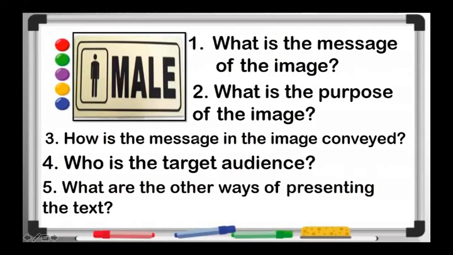Next, we have how the message in the image is conveyed. What were the things used in creating this image? They only have two, which are the icon for male and the word male. Most of the time, some people simply use the icon of male. But to put more emphasis and more specifics in the image, they wrote the word male. So that is how they were able to convey the message in that image.